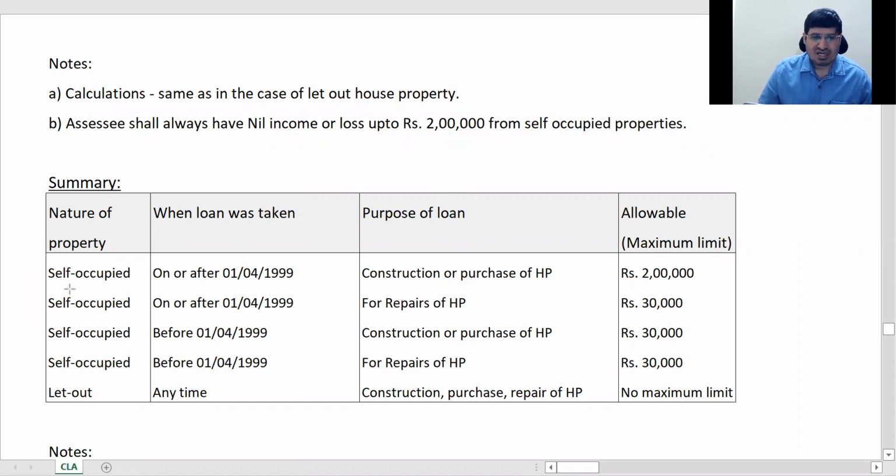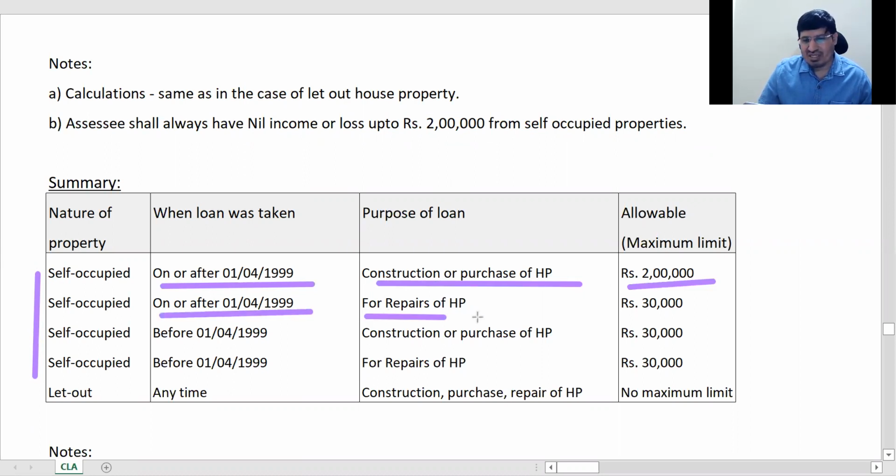Only these cases. Okay. So first 4 are self-occupied. Let's talk about that self-occupied. It can be on or after 1/4/1999, for main purpose. Then it is 2 lakhs. Even if it is on or after 1/4/99, but for secondary purposes, then it is 30,000. If it is before 1/4/1999, then don't even worry.